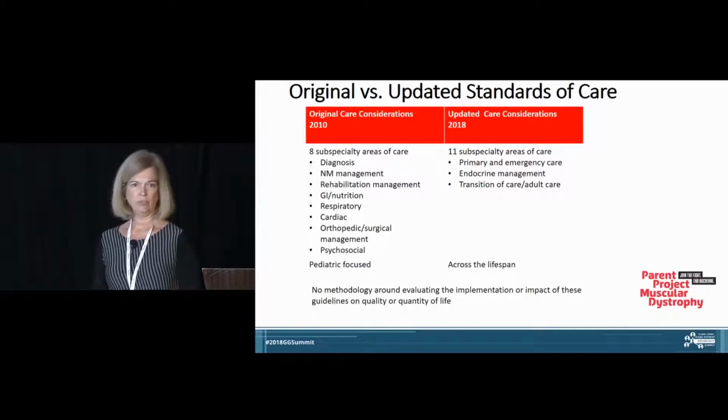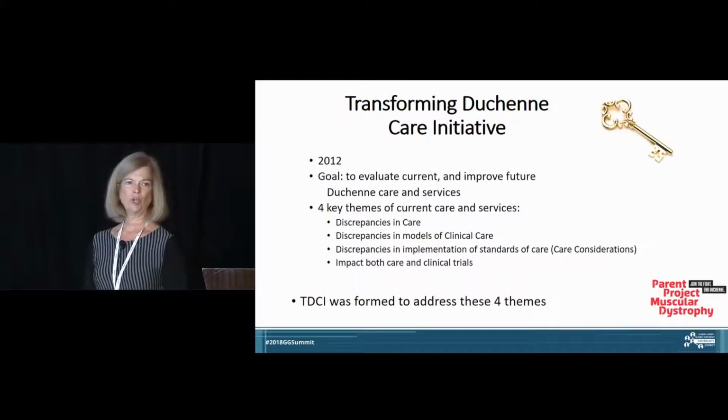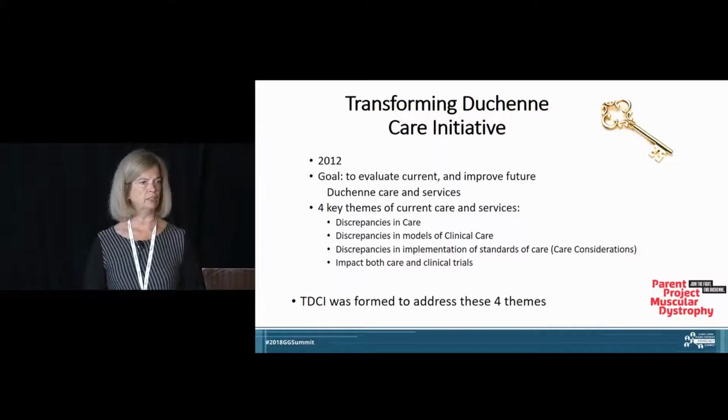Unfortunately, in both of these editions, primarily in the 2010 edition, there was no methodology around evaluating the implementation or the impact of these guidelines on quality or quantity of life. And that's kind of where we stepped in. So in 2012, 2 years after these guidelines were established, we looked around and decided that nobody was following these guidelines, and that people were complaining that care was all over the place, and that we needed to really pull people together and to decide how we were going to implement these care guidelines.